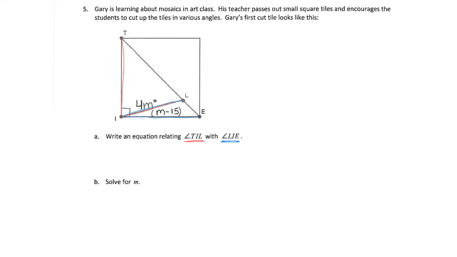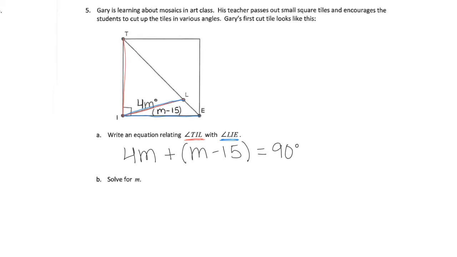Now, when it says relating, that means we need to put them into an equation. The equation is going to be 4m plus m minus 15 equals, now what is the angle here that both of these angles equal to? Well, it is 90 degrees. So now for B, it says solve for m.